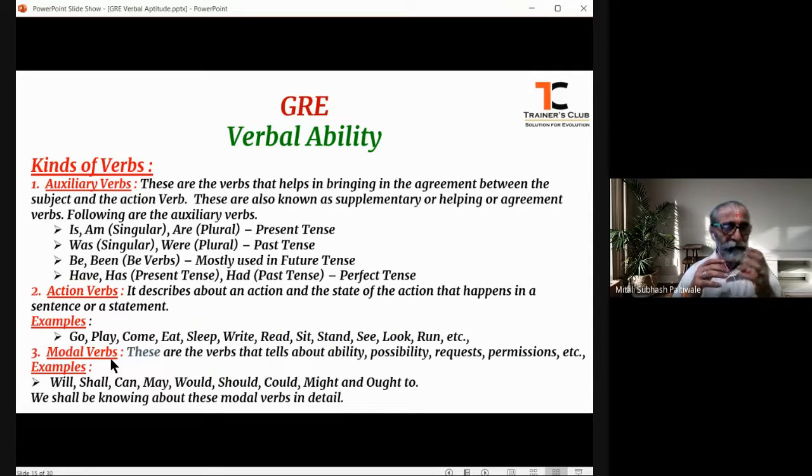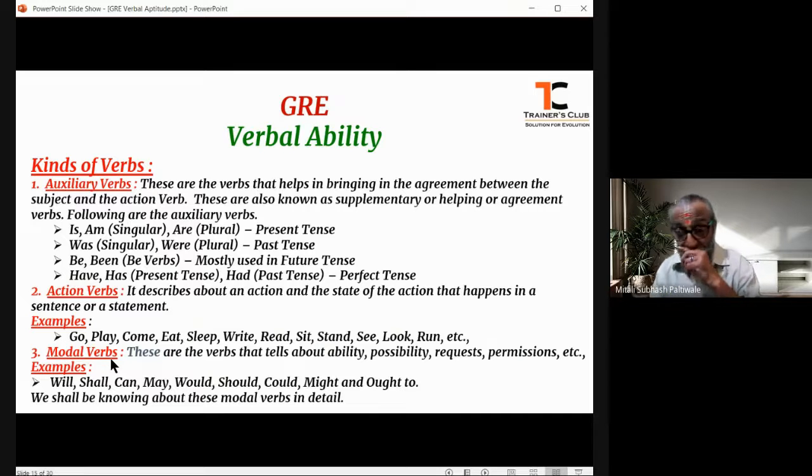Then coming to these auxiliary verbs, is and am. Is and am are the auxiliary verbs for first person in singular. When we are using the subject, that is the pronoun, in first person, in singular. Then, if you have to frame the sentence, the auxiliary verbs used to bring in the agreement with the verb and the subject are is, am, plural are.